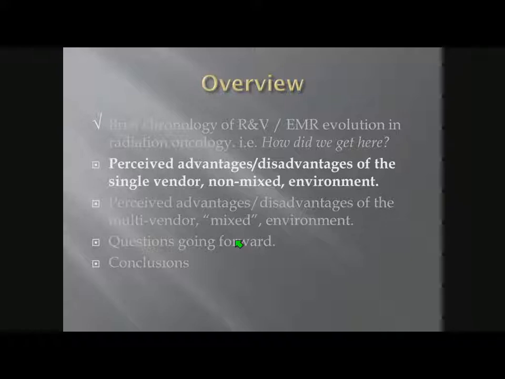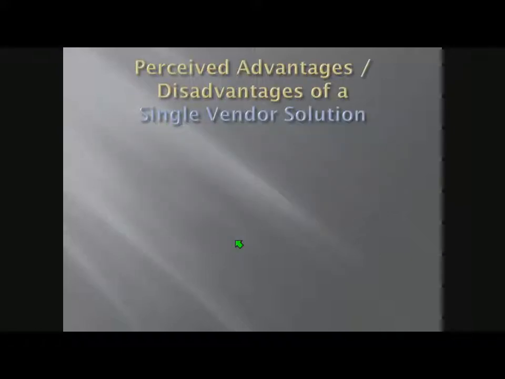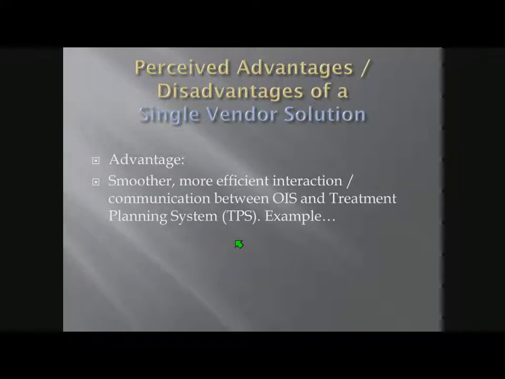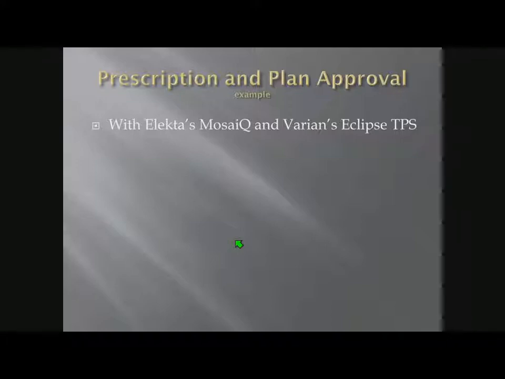Let's look at both sides of the coin, maybe starting with the single vendor environment. When I talk about an advantage of the single vendor environment, I'm by default also talking about a perceived disadvantage of the mixed vendor environment. One advantage of single vendor is that we would naturally anticipate smoother, more efficient interaction or communication between the OIS and, for instance, the treatment planning system. We just talked about the various workflows that go into this. An example is Elekta's Mosaiq and, in my situation, Varian's Eclipse treatment planning system.